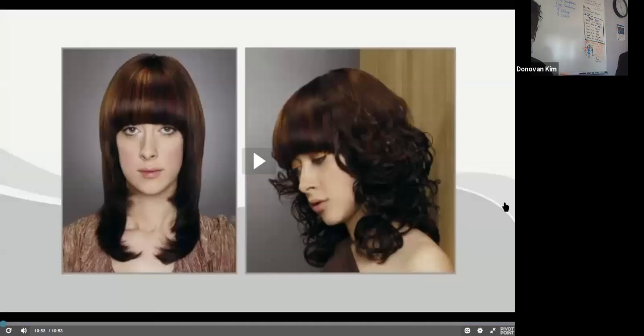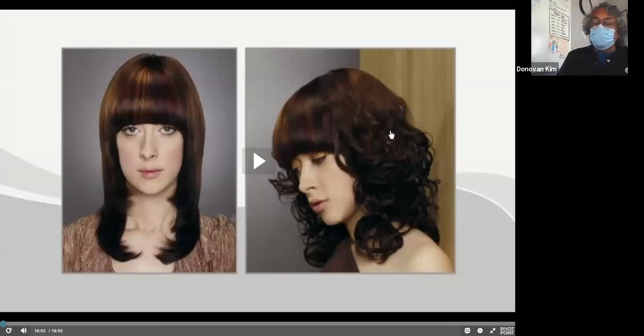Okay, guys, what do you think? Give me some feedback. This is the beginning of hair design. We talked a lot about rollers.